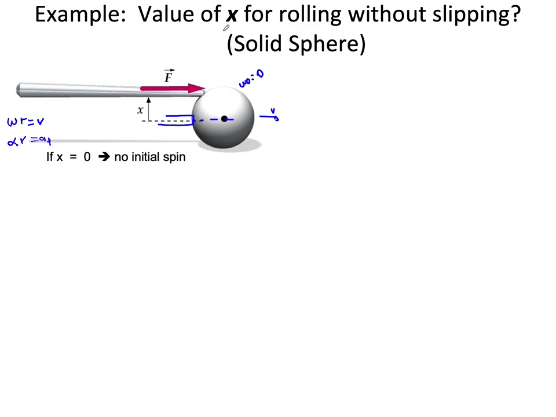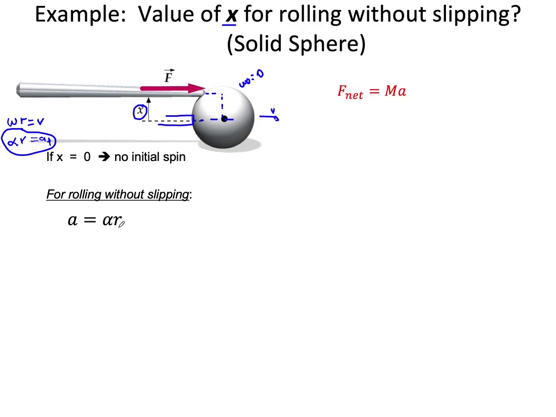But here's the question. Is there a value of x that you could hit it so that it would not slip? In other words, this would give it enough torque, think about the torque here, that it would angularly accelerate at the same rate it linearly accelerated. In other words, this would be true and it would not be slipping. So for rolling without slipping, this also has to be true: acceleration has to equal angular acceleration times r.